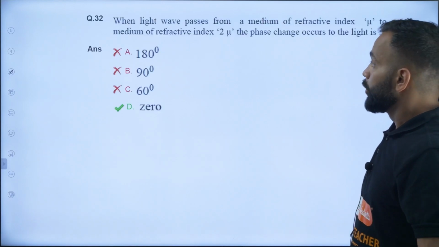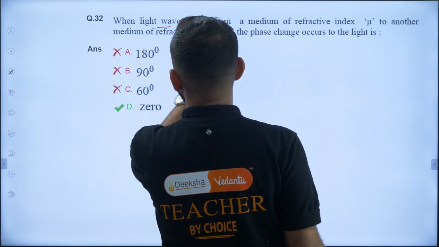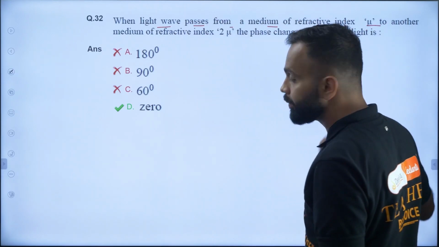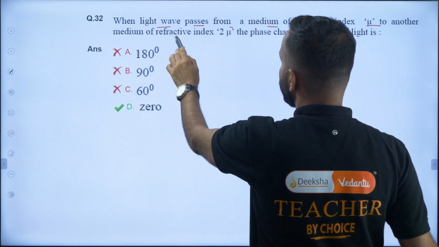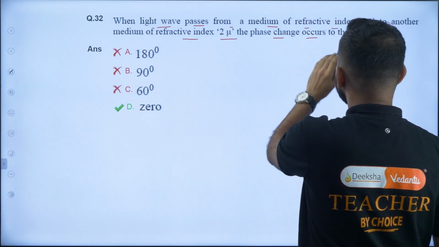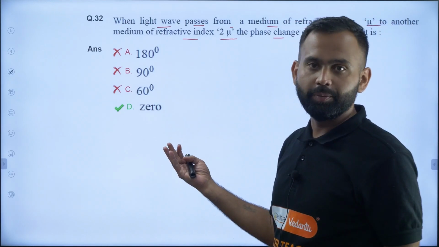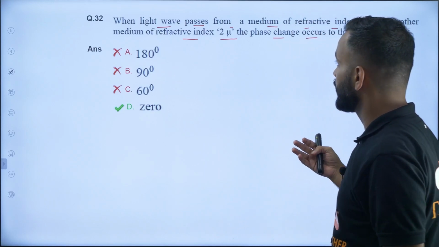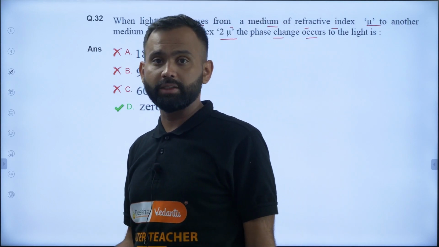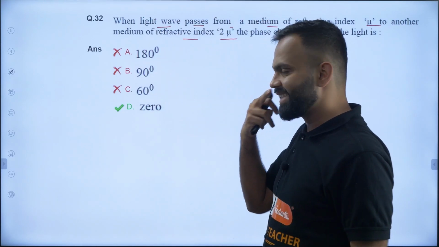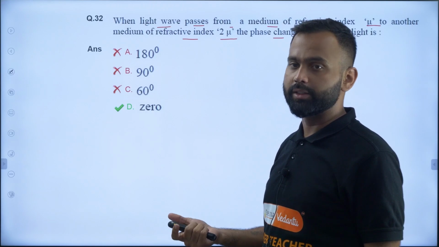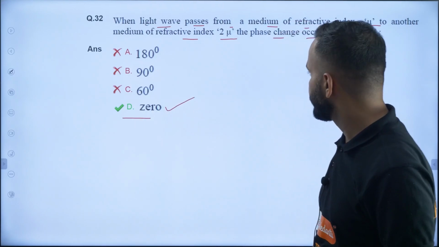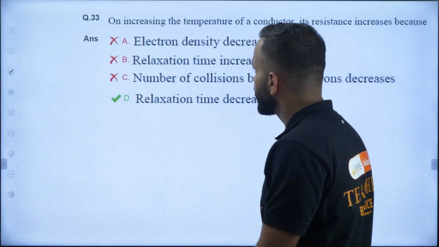Question number 32. When a light wave passes from a medium of refractive index mu to another medium of refractive index 2 mu, the phase change that occurs to the light is? The simple one, right? When light passes from a rarer medium to a denser medium, what happens? There is no change in the phase of the light, isn't it? So the correct option is D, 0.